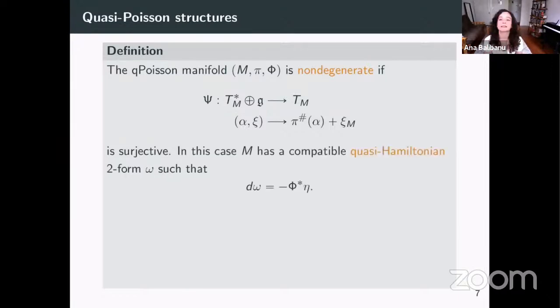And when this happens, the quasi-Poisson manifold has a compatible 2-form, which is called the quasi-Hamiltonian 2-form, which is in general not closed and potentially degenerate. And it has the property that its differential is the pullback through the moment map of minus the Cartan 3-form that we defined earlier.